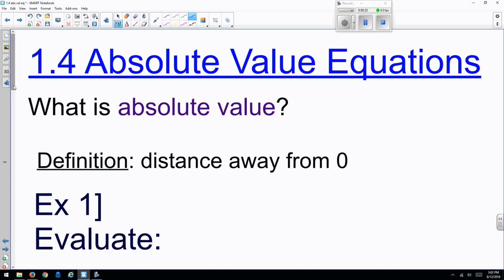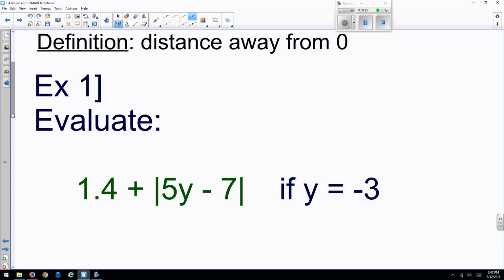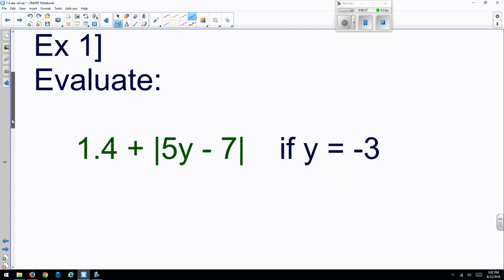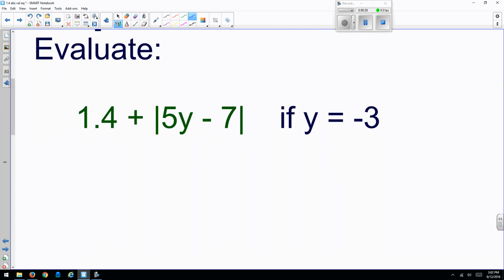So here's the first example. Evaluate, if y equals -3. So we're going to go ahead and substitute in -3 in for y. And we're going to follow order of operations. So we're going to work inside the absolute value.